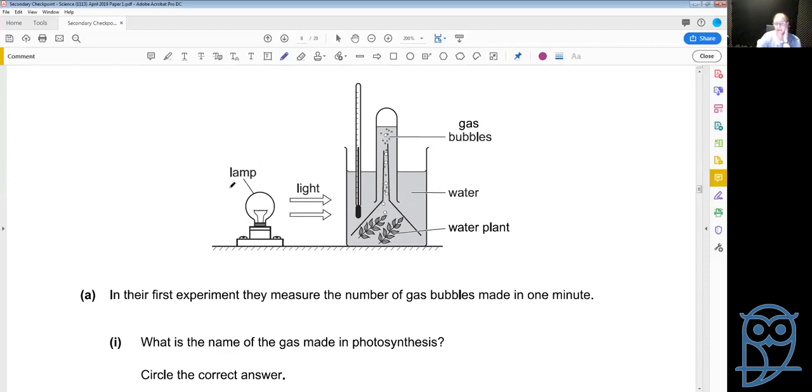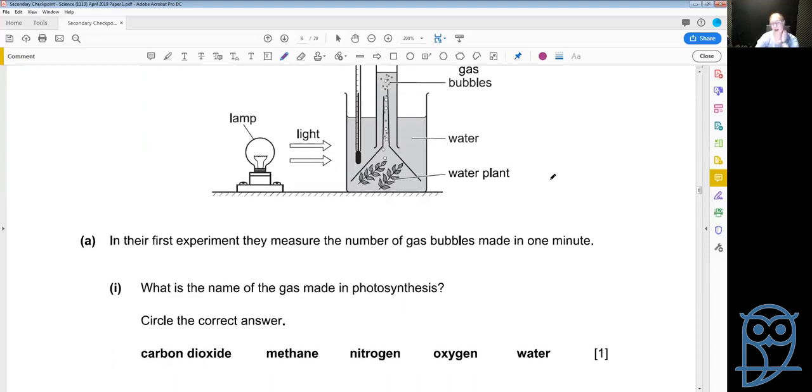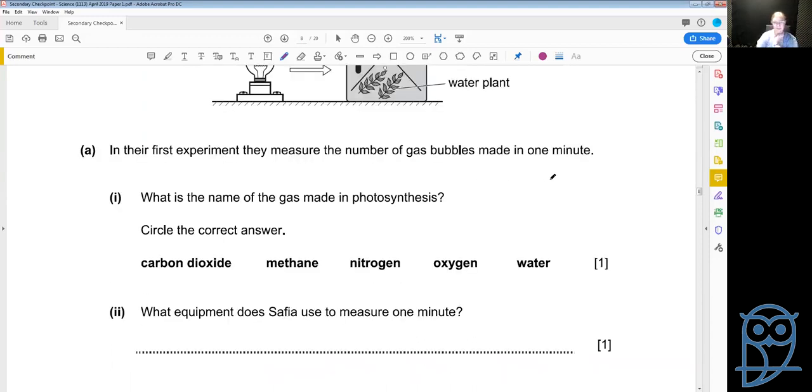And then they have a lamp and they can move it further or closer to the plant to see how much light it gets and what the difference is. So in their experiment, they measure the number of gas bubbles made in 1 minute.